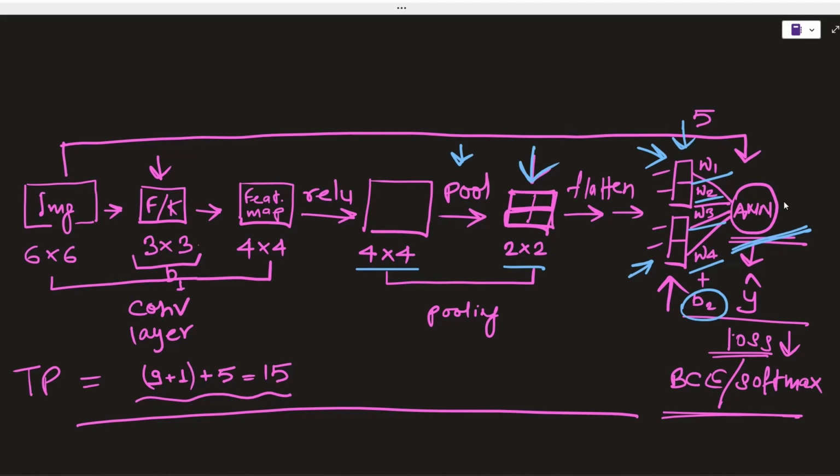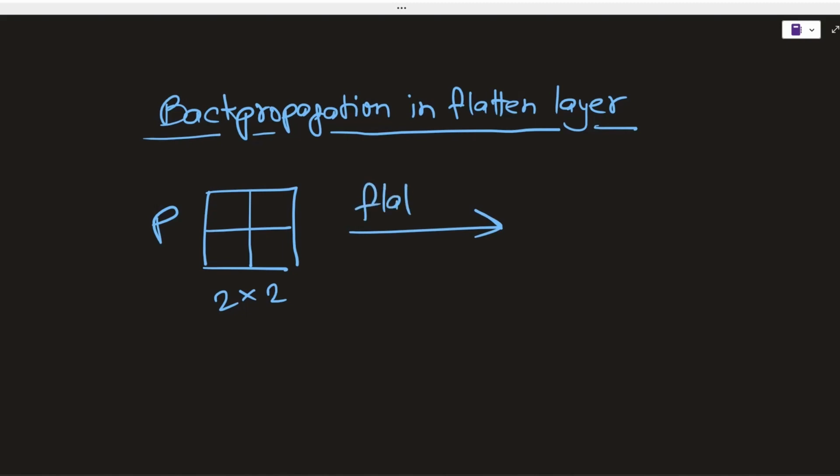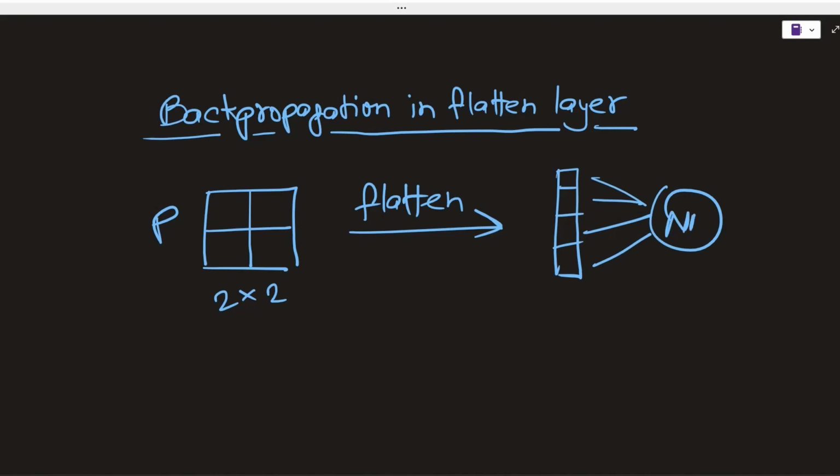And during backpropagation, we need to understand how we go back from this step to this step. So let's understand that. After applying the pooling operation, we had this matrix of size 2x2 that we were calling P. And then what we were doing is applying the flattening method in order to create this array that will have 4 values to pass on as an input to the fully connected neural network.